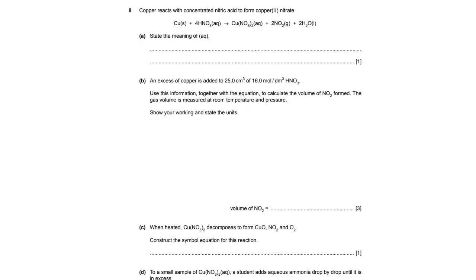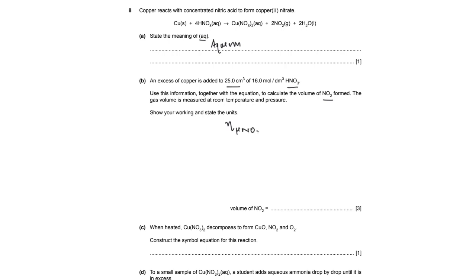Copper reacts with nitric acid to form copper nitrate. State the meaning of aq. Aq means aqueous, or dissolved in water. The second part states that you have excess copper added to this much nitric acid, so you can calculate the moles of nitric acid here. And you need to calculate the volume of NO2. Fair enough. Calculate the moles of nitric acid first.